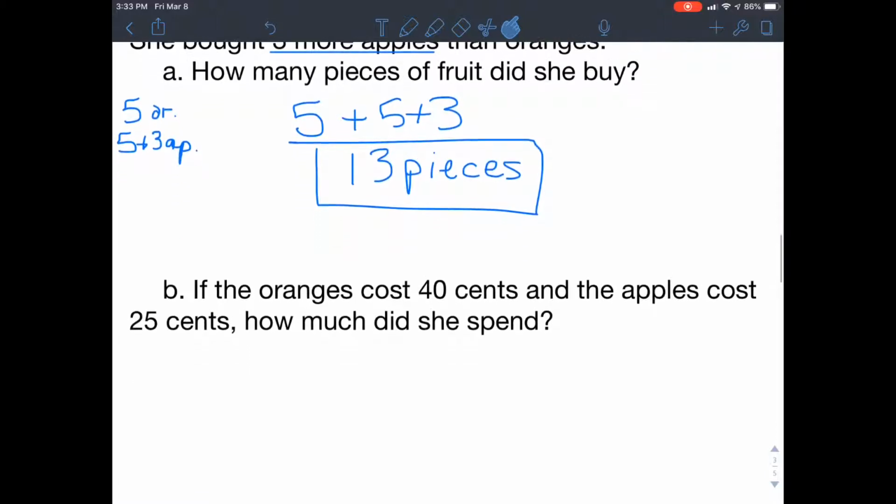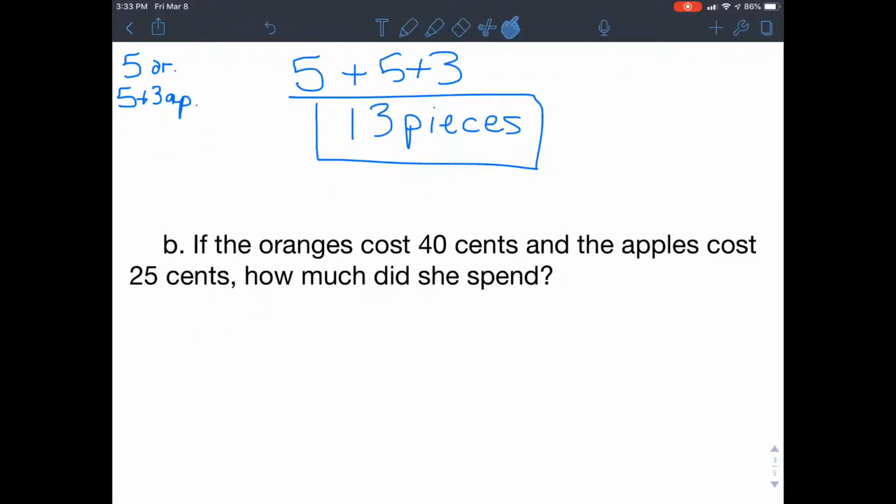Okay, here's the next section. If the oranges cost 40 cents and the apples cost 25 cents, how much did she spend? Well, I had 5 oranges, so I need to pay 40 cents for every orange. Oh, well, that just means I'm doing 5 oranges times that 40 cents. And then also, I need to put in the apples as well. So I'm adding in the apples. So I had 8 apples in all times 25 cents.